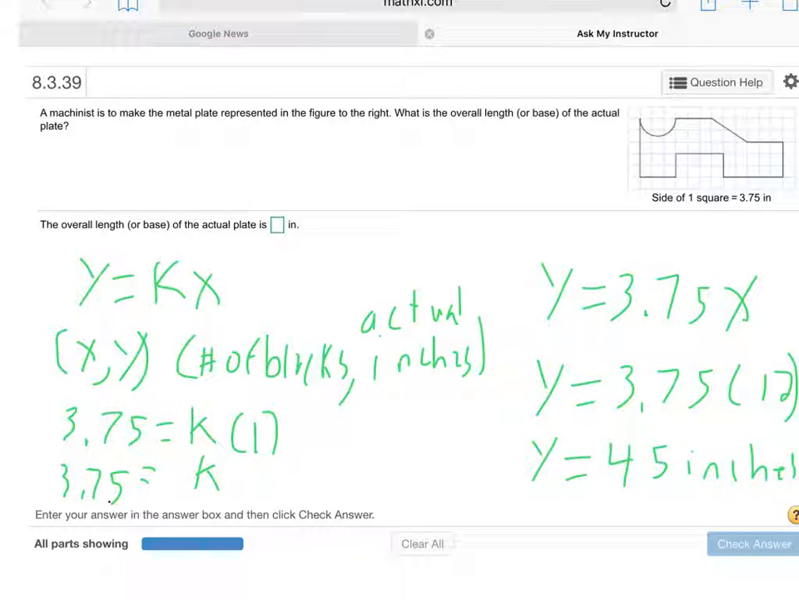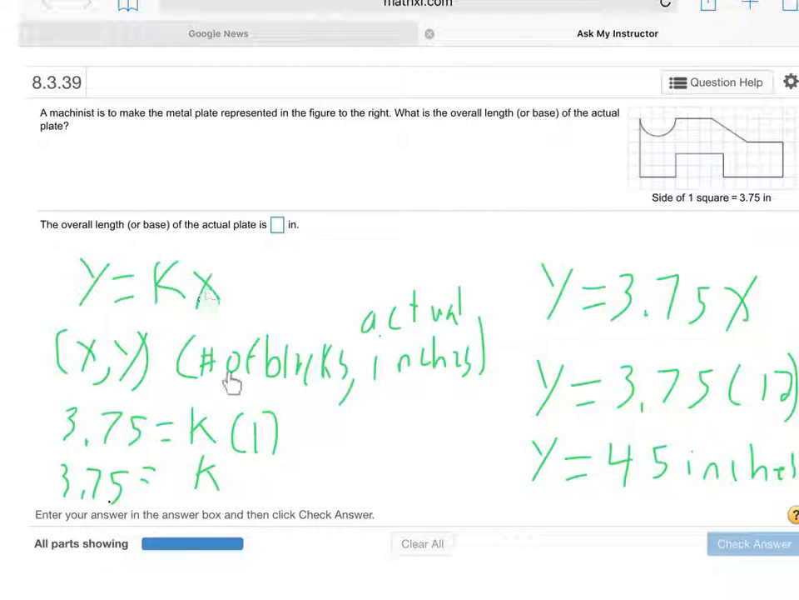But you mentioned you want to try and follow along with the book and use a direct variation. This is the formula for direct variation, y equals kx. What do x and y represent? Well, we'll let x be the number of blocks. In this case, it'll end up being 12. And y is the actual length of a block. And so we know each block is 3.75 inches.